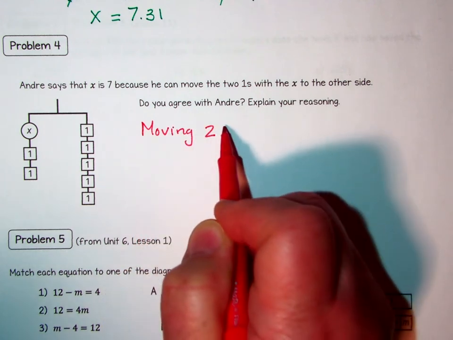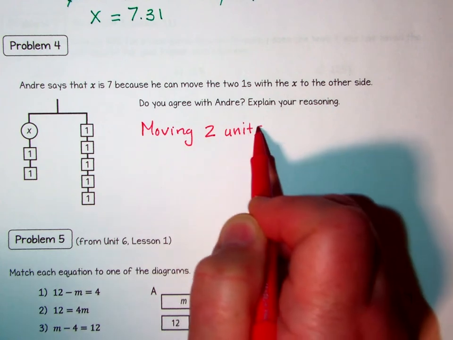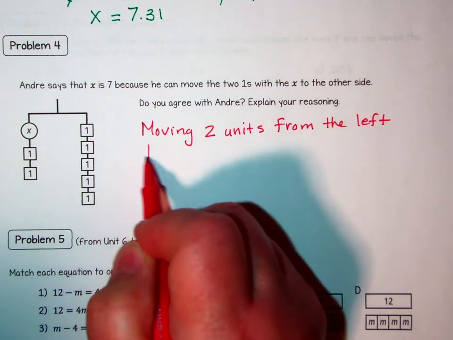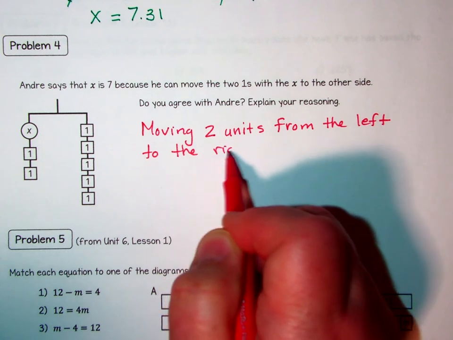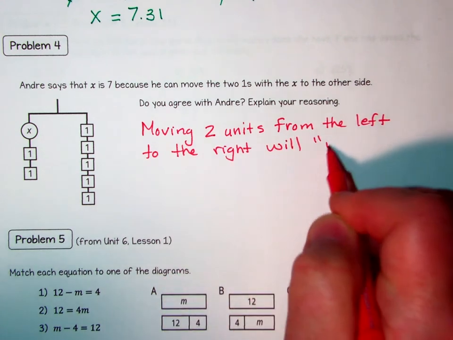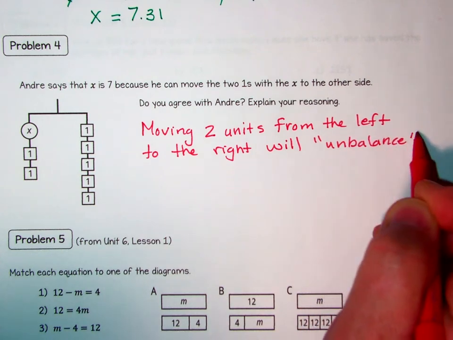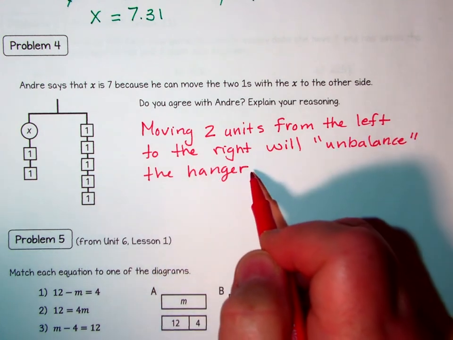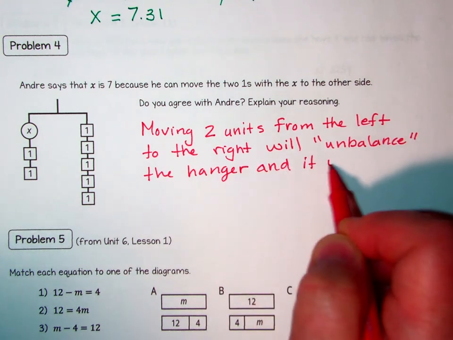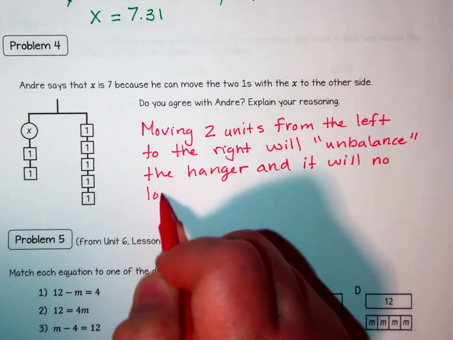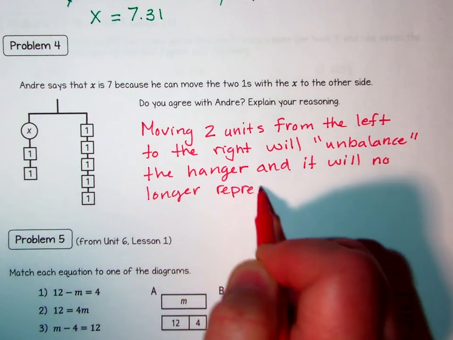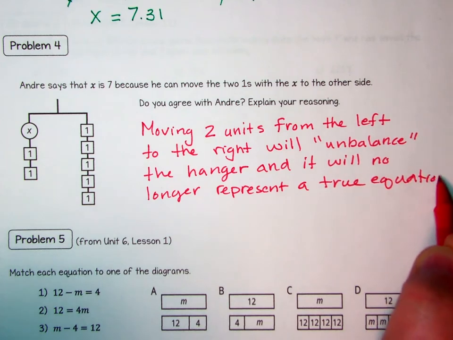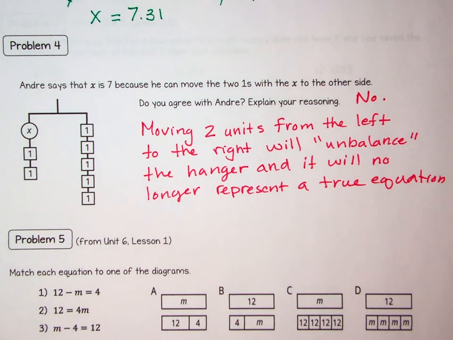moving 2 units from the left to the right will unbalance the hanger, and it will no longer represent a true equation. So my answer, I guess I better put that there, is no.